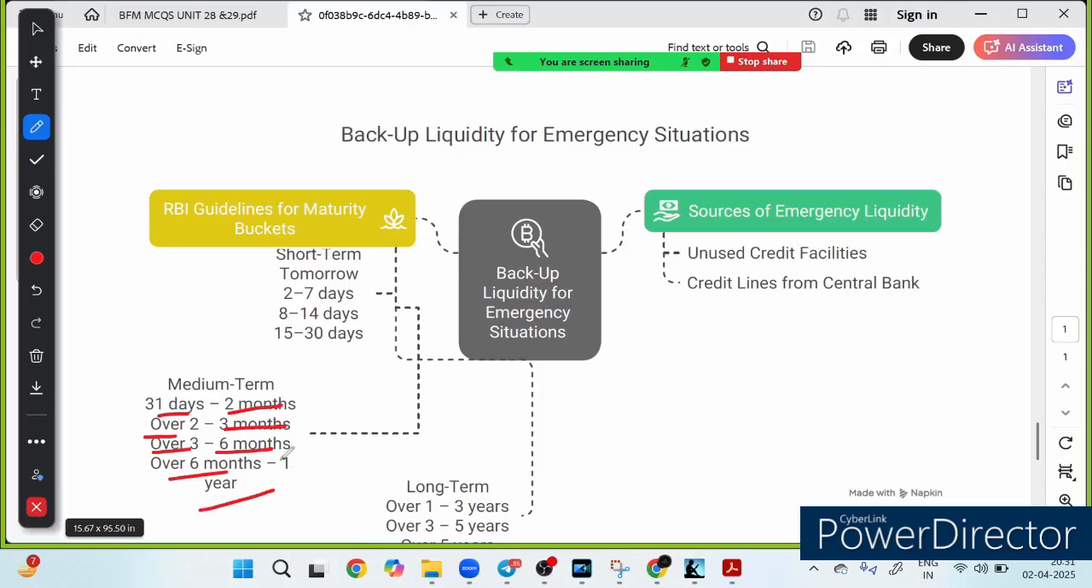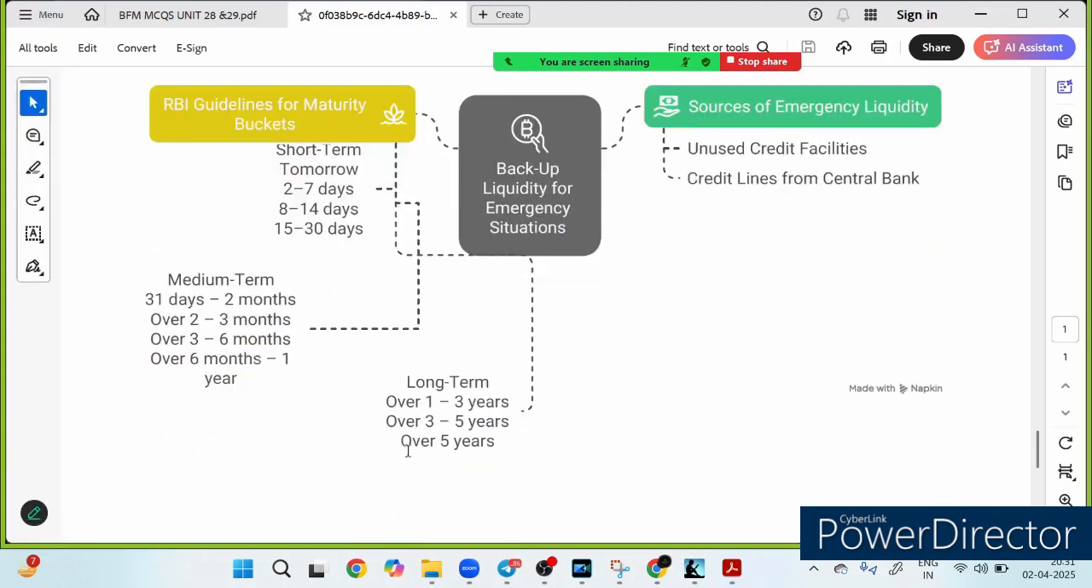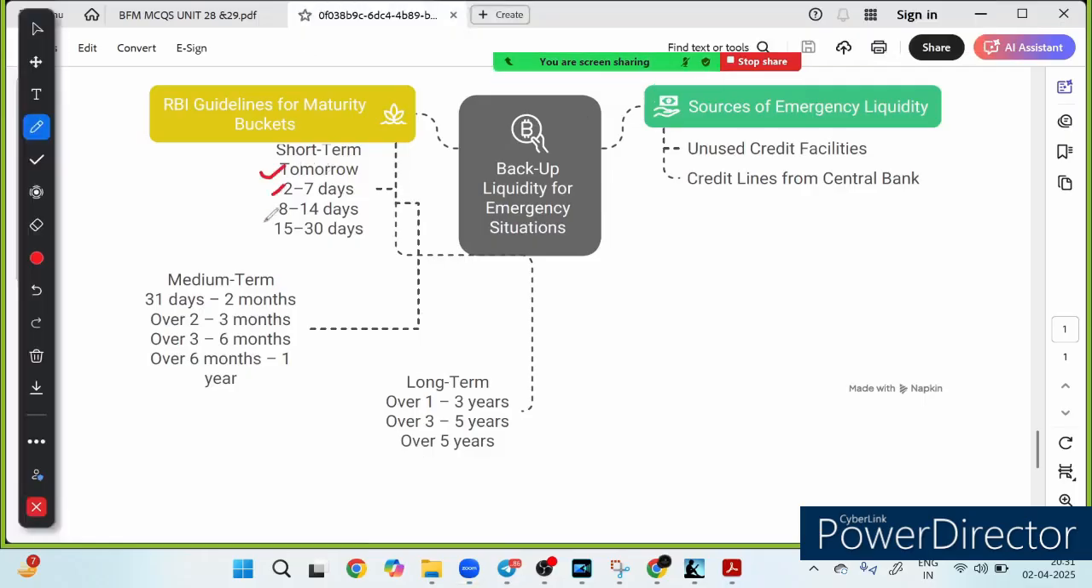Is it clear now? No. Medium term is 1 month to 1 year, right? Not 6 months. And long term is over 1 year, right? Long term is over 1 year, like 1 to 3, 3 to 5, over 5. So question is asked, what are the different categorization of maturity? So you can see total how many are there? 1, 2, 3, 4, 5, 6, 7, 8. Obviously there are 10, right? So friends, long term means liquidity needs for long term from 1 year above, right? Now that is the RBI guideline for maturity bucket. I hope it is clear now.